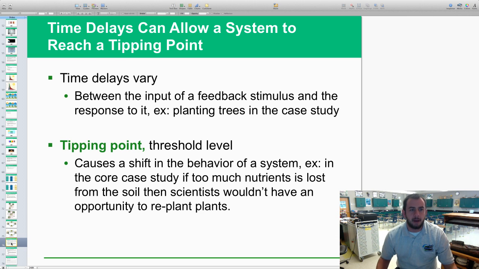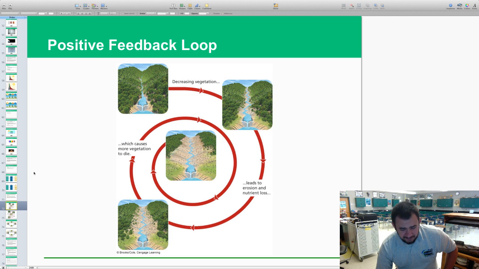Some other things that we want to talk about are time delays. Time delays vary between the input of a feedback stimulus and the response to it. So for instance, in planting those trees, if we go back to the case study that we saw here, we want to start planting more trees to rebuild that area. The time delay is the fact that it's going to take some time for those nutrients to rebuild before you can plant trees. So that's what we call a time delay.